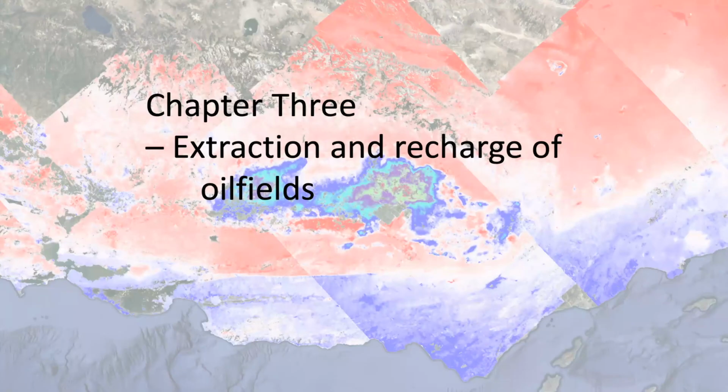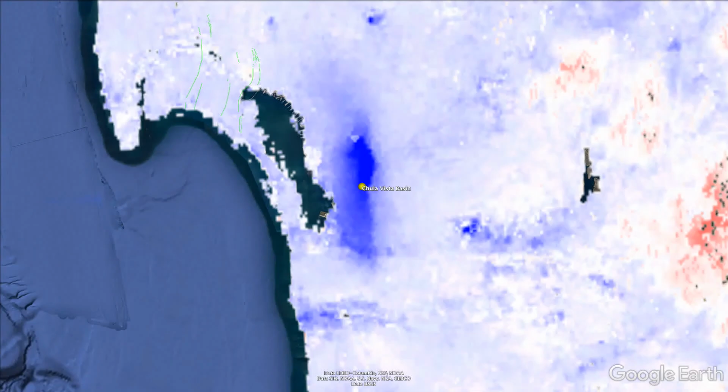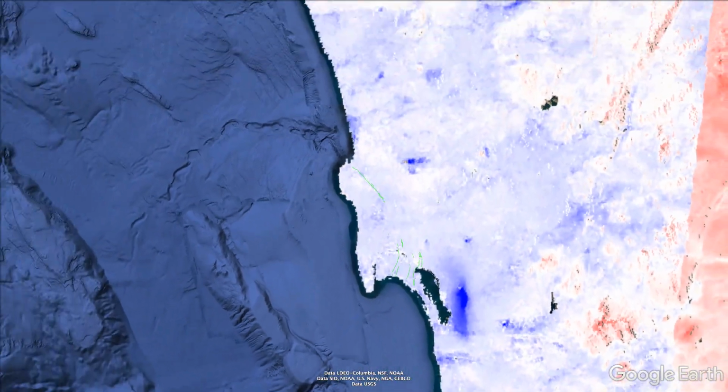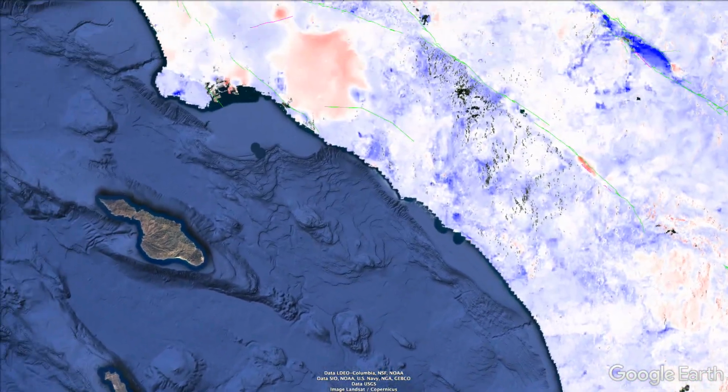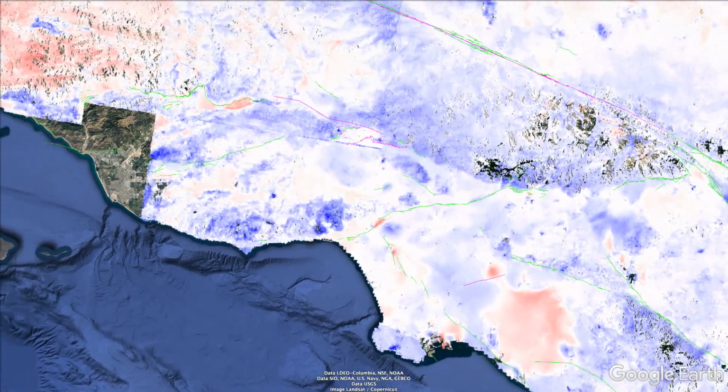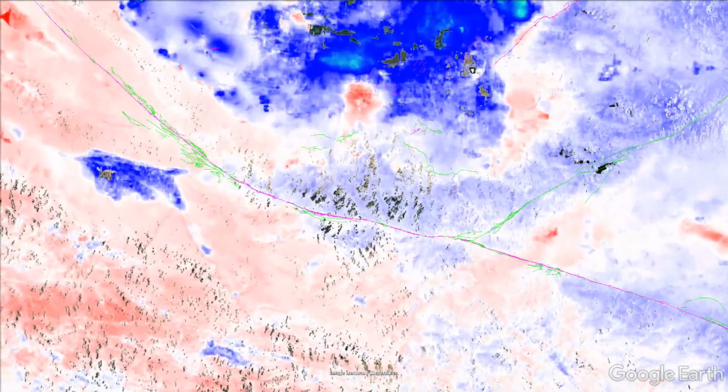(3) Extraction and recharge of oil fields. Oil fields are also prominent sites of vertical deformation, associated with petroleum extraction and water recharge. In California, there are more than 60,000 active wells that produce over 150 million barrels of oil each year.